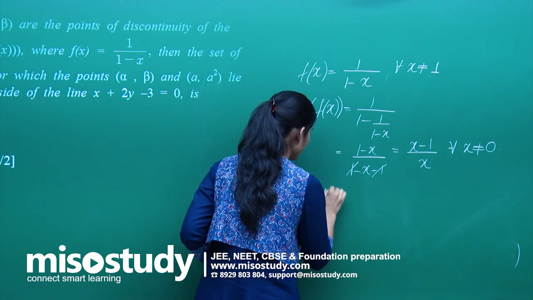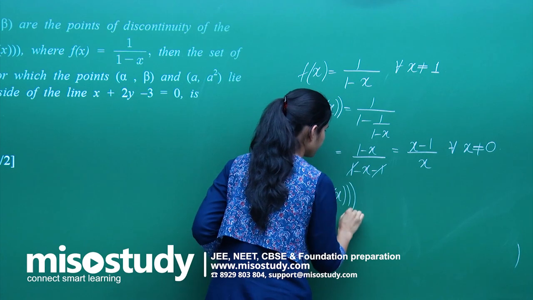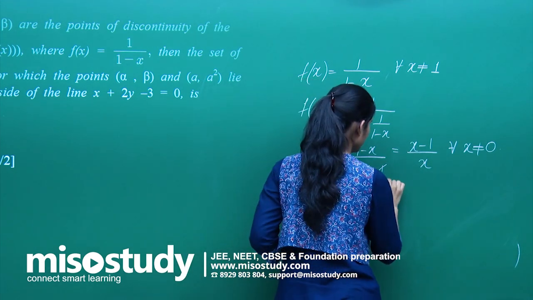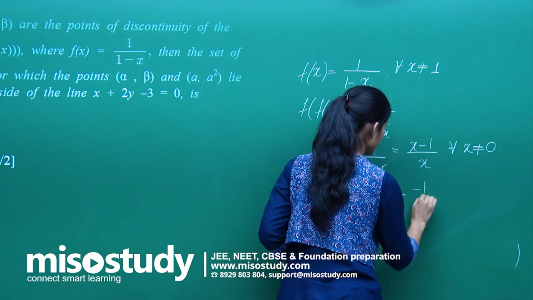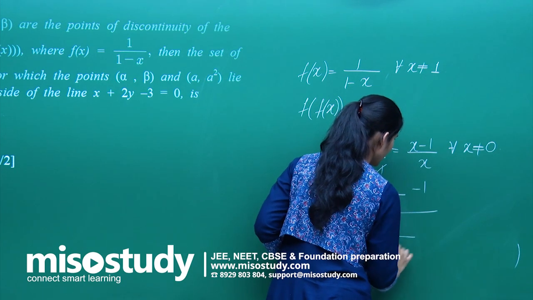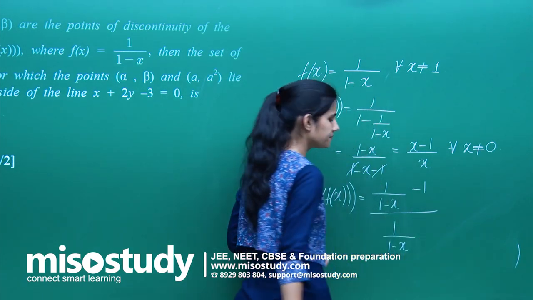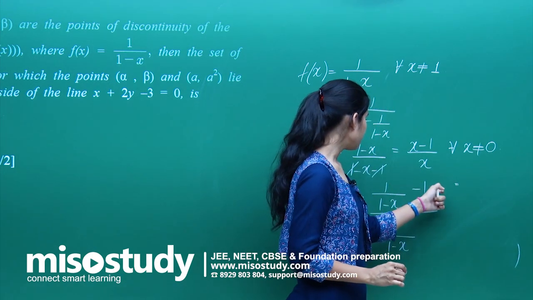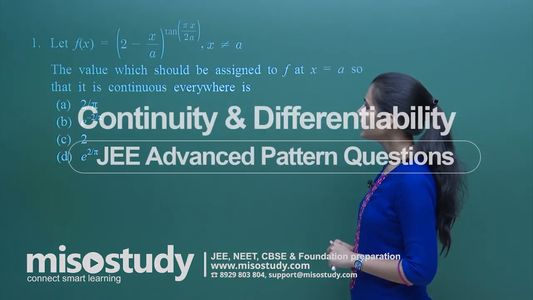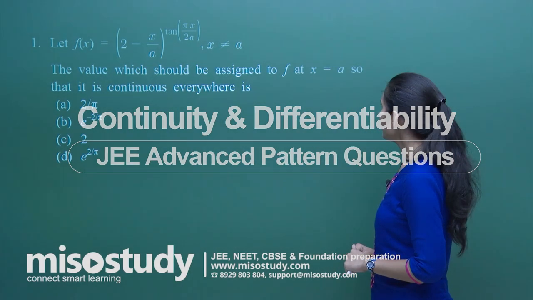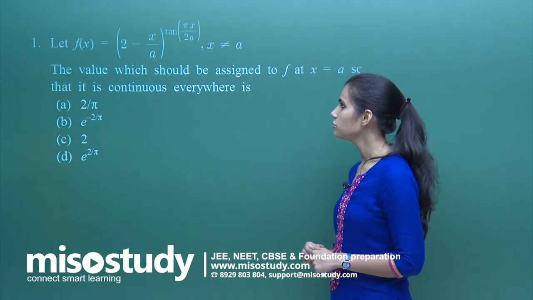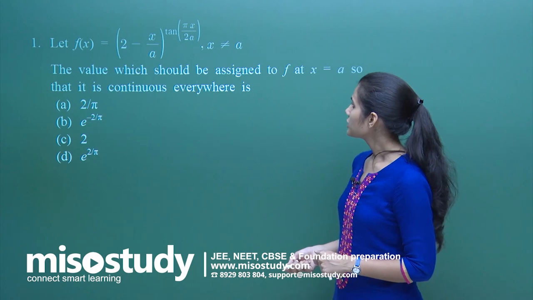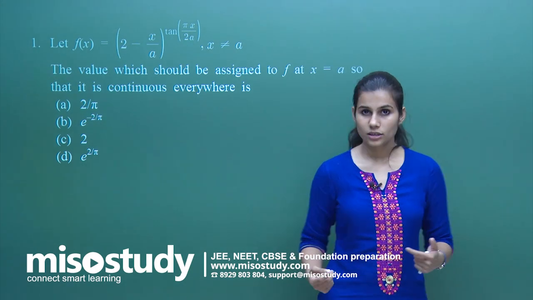Then you have f of x is what? 1 upon 1 minus x minus 1 whole upon 1 upon 1 minus x. So this gives you basically 1 minus 1 plus x equal to a, the value which should be assigned to f at x equals a so that it is continuous everywhere. Okay, so for it to be continuous, what do we need?